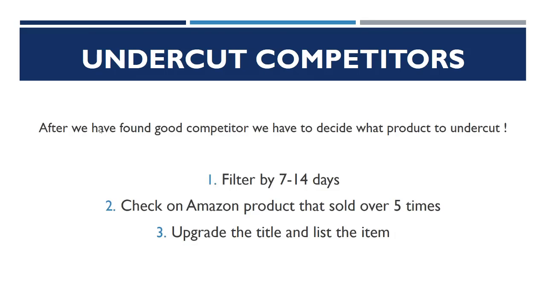So, now is the time to decide if we undercut the competitors or not, okay? After we found a good competitor, we have to decide what product we undercut. First of all, I recommend you filter the competitor in the last 7 to 14 days, okay? Remember this rule. Work on a filter time of 7 to 14 days. Why? Because we want to make sure the product we list sold a lot in the last 7 to 14 days, okay?